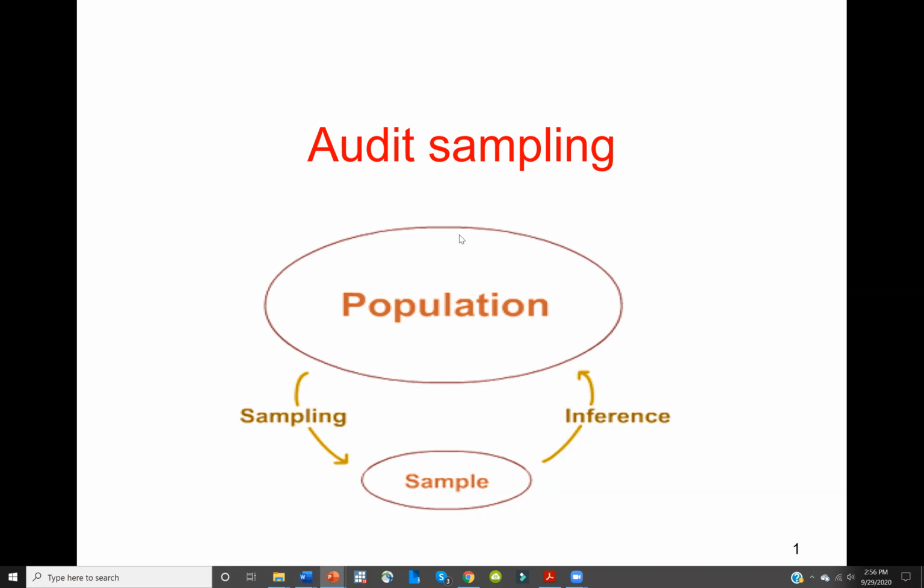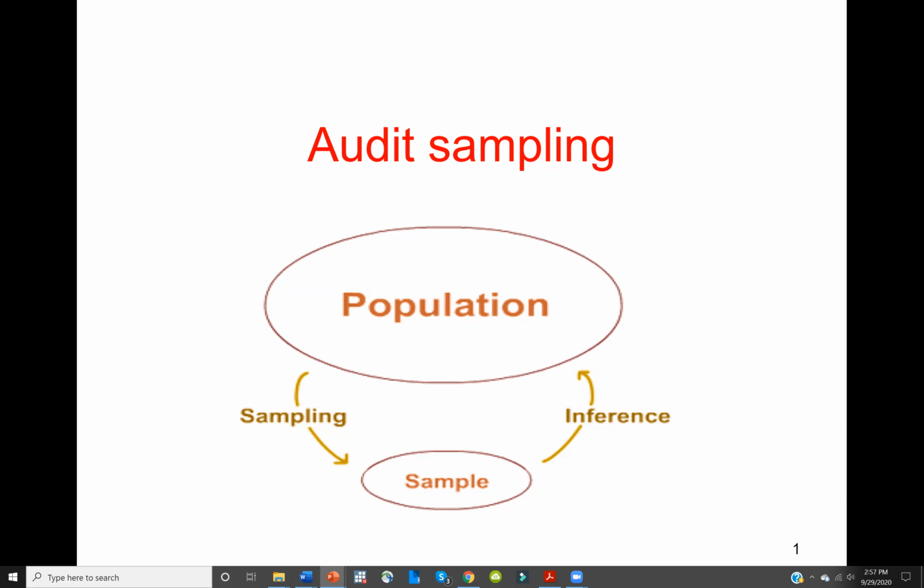So we may have an underlying population, which is, for example, all of the customers with accounts receivable balances. So imagine that's our population. Now, of course, it's too costly, too time consuming for an auditor to test every balance within the population. And so what auditors will do is select a sample from the population for testing. Okay, so the auditor selects a sample here, and then based on the results of the sample, the auditor will draw an inference about the population.